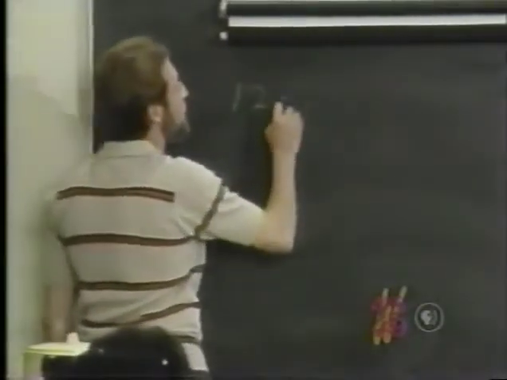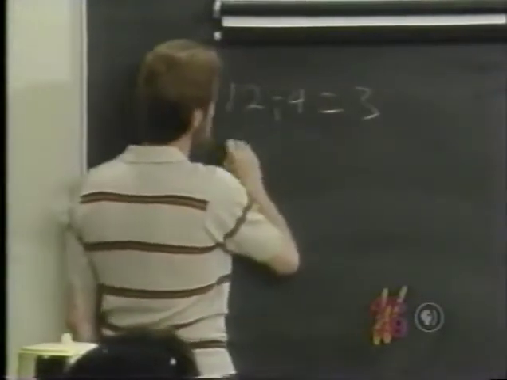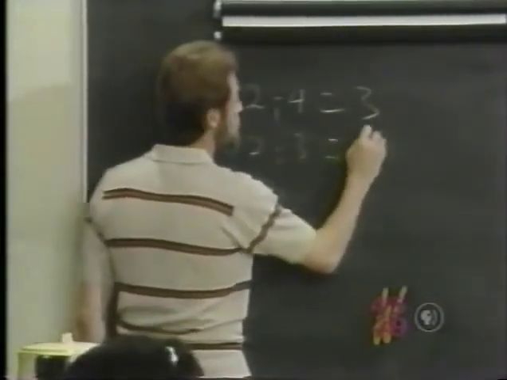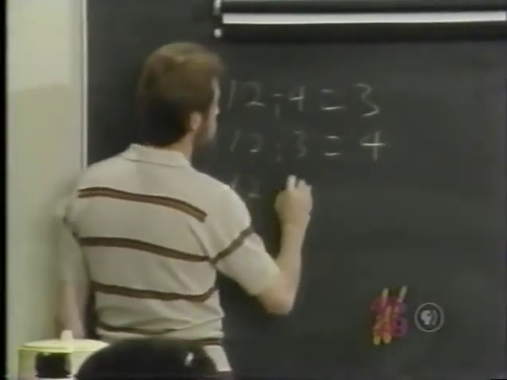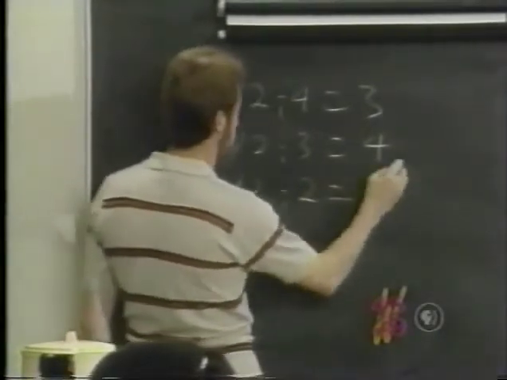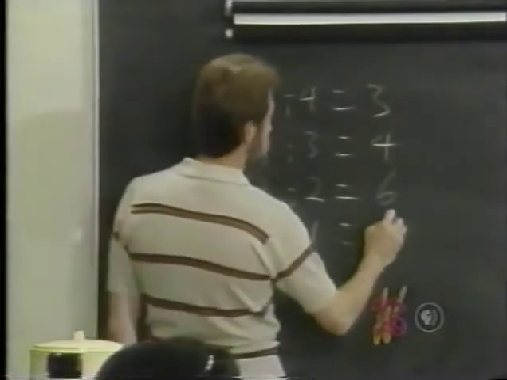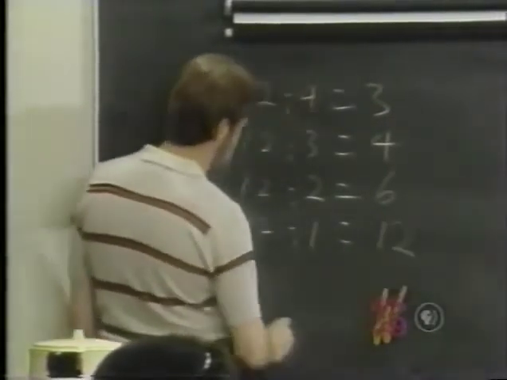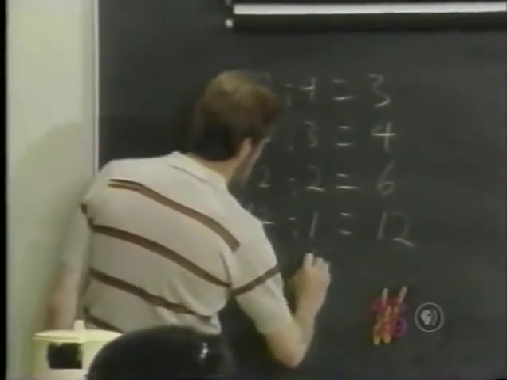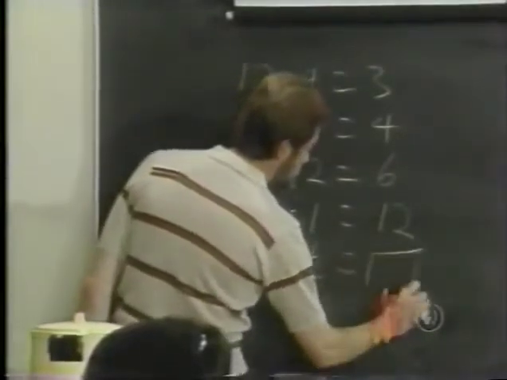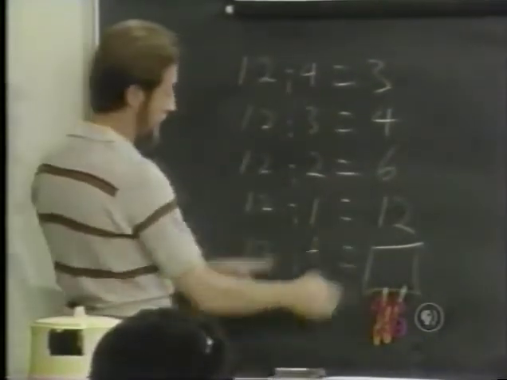12 divided by 4 is 3. 12 divided by 3 is 4. Now, you will notice as the divisor gets smaller, the quotient, that's the answer, gets larger, all right? So this should be true whether we're dealing with whole numbers or with fractions. So 12 divided by 1/2, you would expect the answer in this box to be larger than 12.